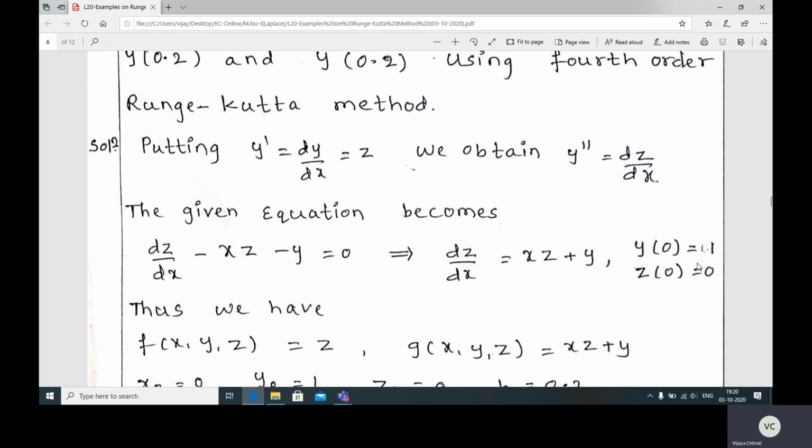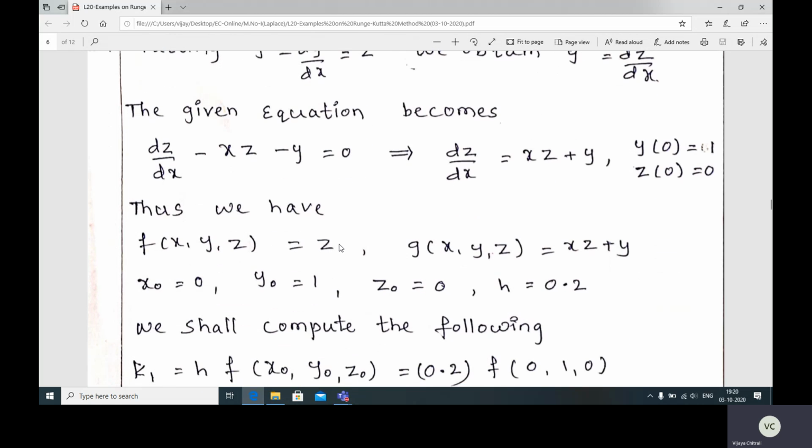Y of 0 is equal to 1 and y dash we have taken as z, so z of 0 is equal to 0. Thus we have f of x, y, z as z because it is fixed, since we are taking y dash as z, and g of x, y, z as xz plus y, with initial conditions x0, y0, z0. So x0 is 0, y0 is 1, z0 is 0 and h is x1 minus x0, 0.2 minus 0, is 0.2.